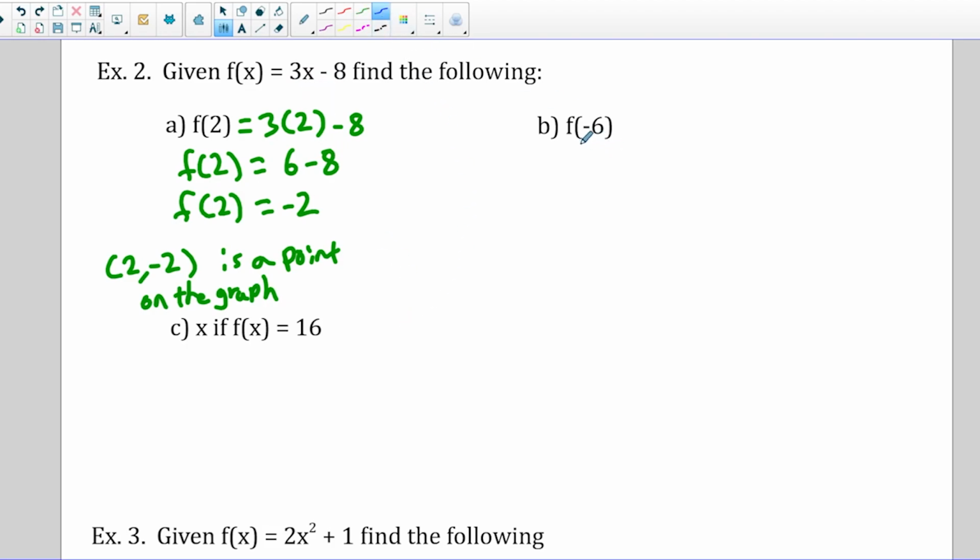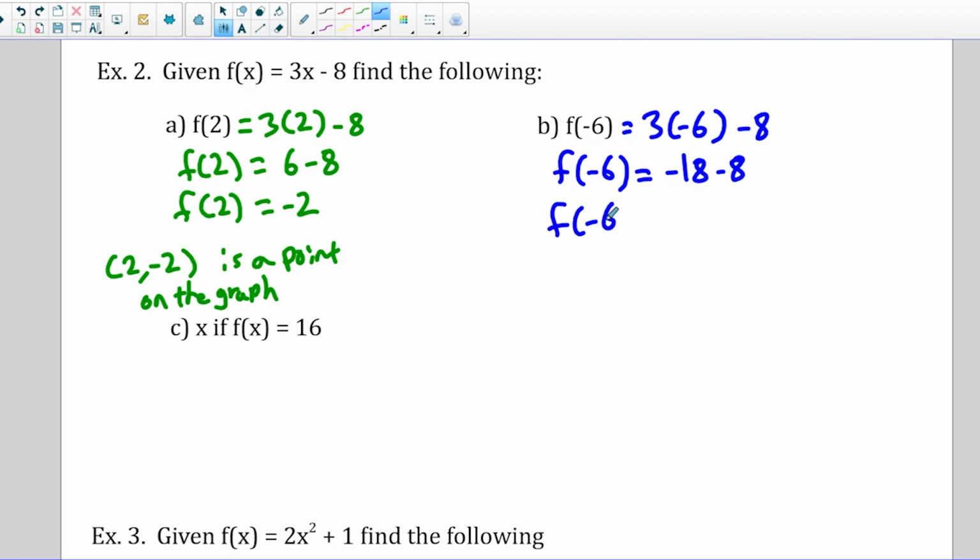If we take a look at f of negative 6, we're saying what happens if I plug a negative 6 into this function? So f of negative 6 is equal to 3 times negative 6 minus 8. So I got f of negative 6 is equal to negative 18, because 3 times negative 6 is negative 18, minus 8. Once I simplify this, negative 18 minus 8 is equal to negative 26. So I actually end up with a point of (negative 6, negative 26) that exists on my graph of f of x is equal to 3x minus 8.